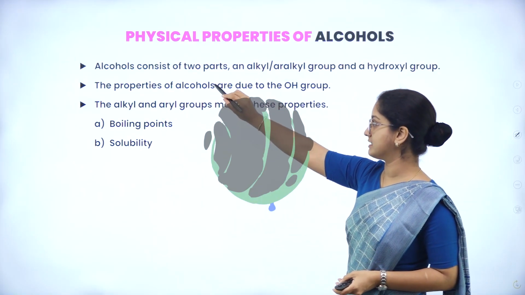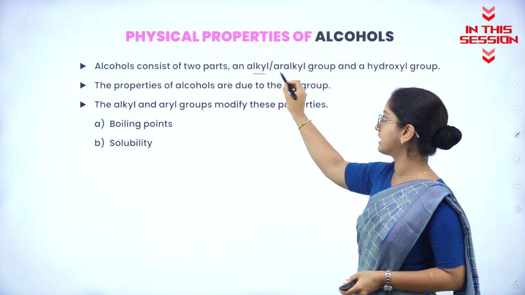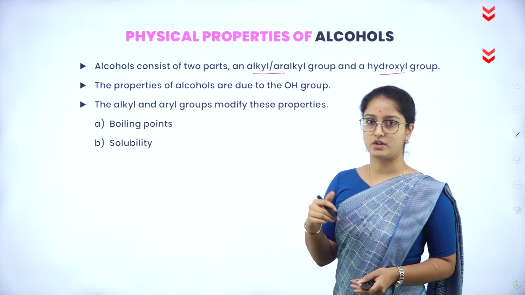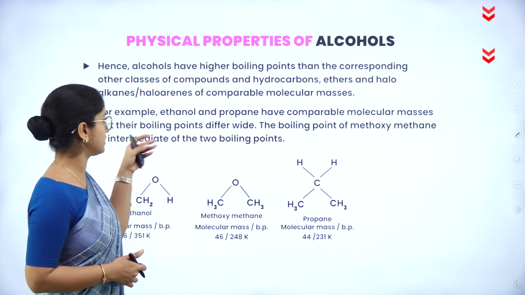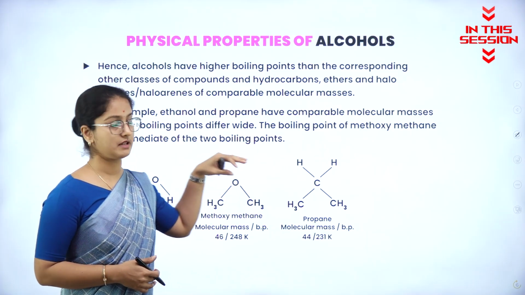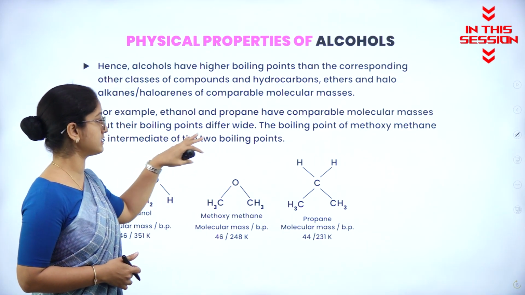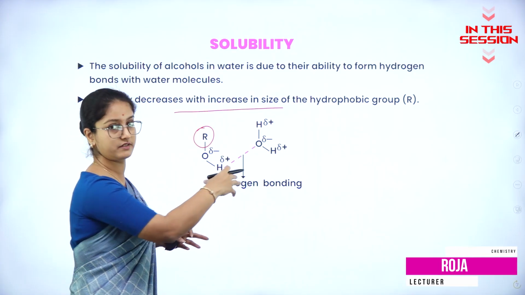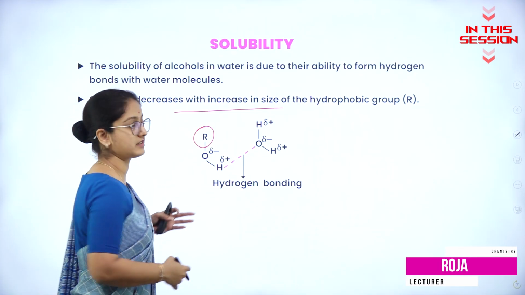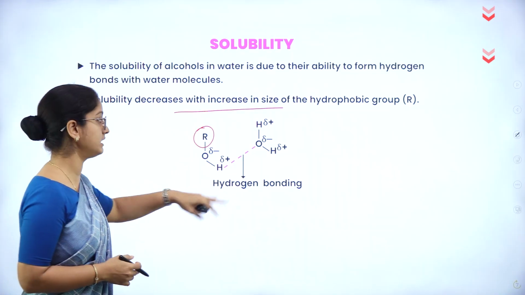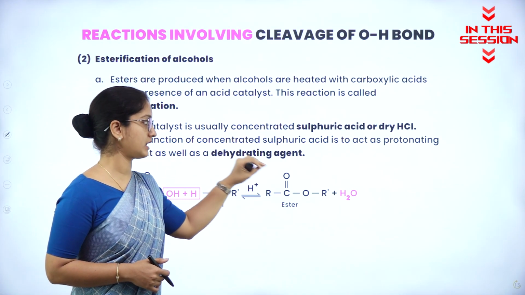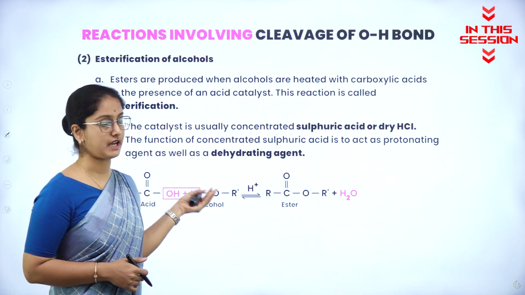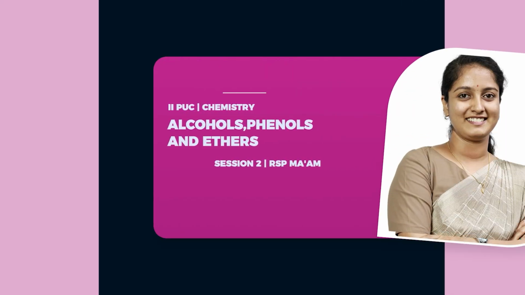So alcohols consist of two parts. One is alkyl or R-alkyl, and the second group is the hydroxyl group. For example, ethanol and propane have comparable molecular masses, but their boiling points differ widely. The hydrogen bond between hydrogen and the electronegative atom has been shown with dotted lines. That is what hydrogen bonding means. The function of concentrated sulfuric acid is to act as a protonating agent as well as a dehydrating agent.